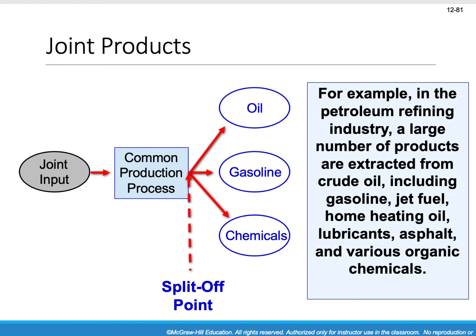Once it hits a certain point, it can be recognized as different products. It can become oil, maybe gasoline, maybe chemicals, or one of the other products that come from crude oil. We can get jet fuel, heating oil, maybe a lubricant. So that's where we're at here. We're right at this split off point, trying to figure out, do we sell it as is, or do we process further and make oil, gasoline, or chemicals, or whatever?